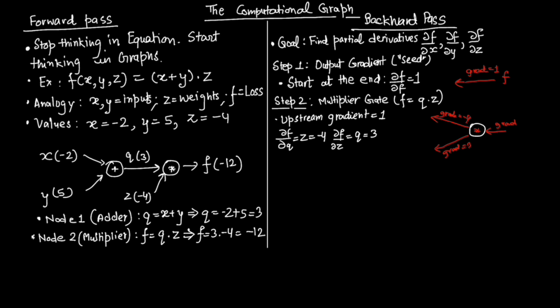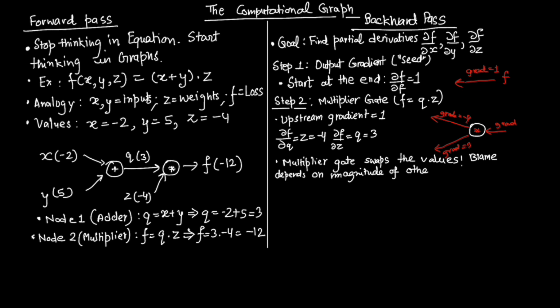Look at what just happened. This is the multiplier gate. What did it do to the gradient? It swapped the values. The gradient flowing back to q becomes z. The gradient flowing back to z becomes q. This is a powerful intuition. In a multiplication operation, the blame on one input depends entirely on the magnitude of the other input.